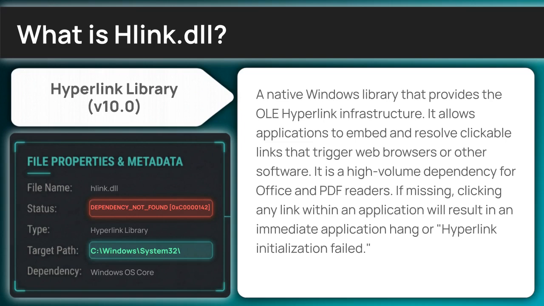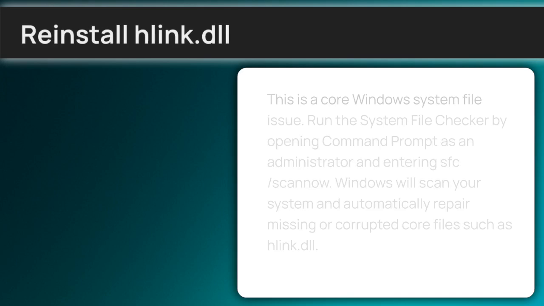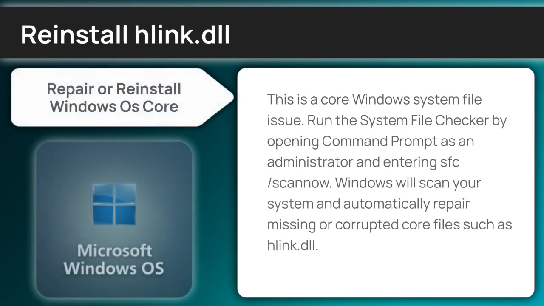With that background out of the way, here is how we actually restore the missing component. This is a core Windows system file issue. Run the system file checker by opening Command Prompt as an administrator and entering sfc /scannow. Windows will scan your system and automatically repair missing or corrupted core files, such as Hyperlink Library DLL.